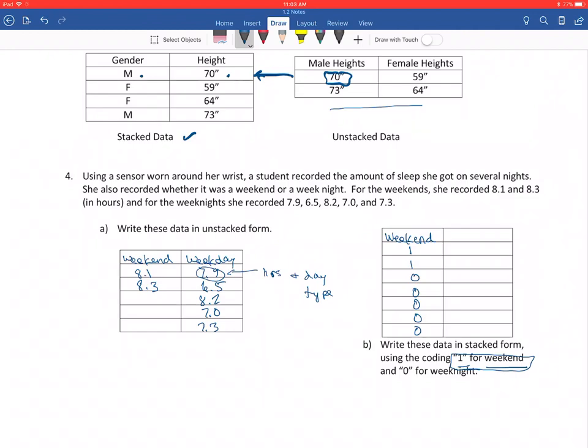The other information that I need to have recorded here, what I haven't talked about yet, is hours of sleep. So now I can just match it up. Hours of sleep on the first weekend night was 8.1, 8.3, and then these are my weekdays, 7.9, 6.5, 8.2, 7.0, and 7.3.